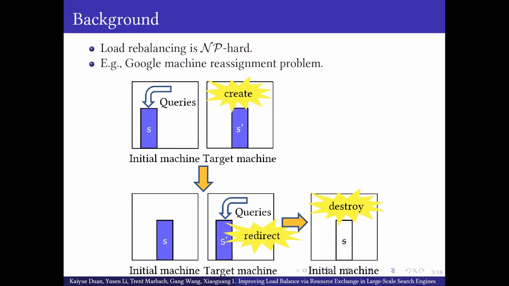Since the search engine service must not be interrupted during the reassignment, generally the procedure of reassigning a shard is as follows. First, a copy of the shard is constructed on the target machine. Next, the query requests are redirected from the original shard to the newly constructed shard. Finally, the original shard is destroyed and the consumed resources on the initial machine are released.